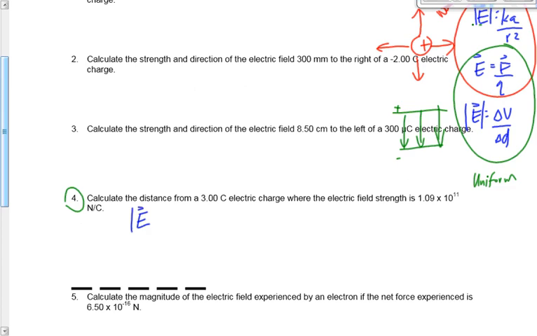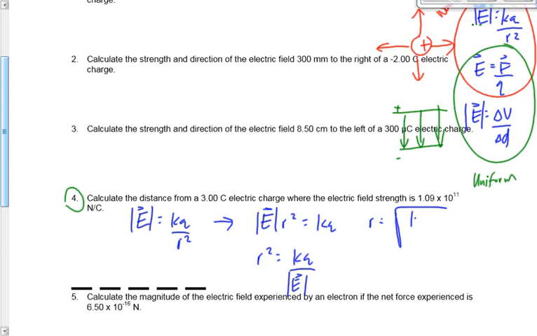E is equal to KQ over R squared. We're going to rearrange it to solve for R. So let's say the R squared goes up like this, and the E goes down by dividing. It becomes R squared is equal to KQ over electric field. And then finally, we have to square root that. We get the square root of KQ over the electric field. So we have the value of K. It's a constant, 8.99 times 10 to the 9, times the charge, which is 3 coulombs. Nice easy value for charge there. The electric field is 1.09 times 10 to the 11.